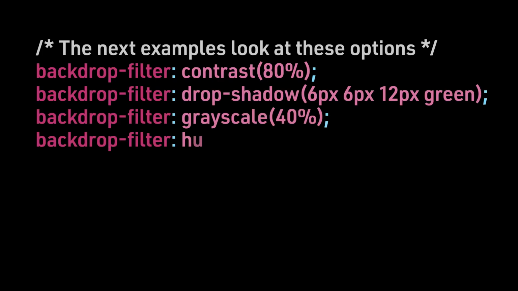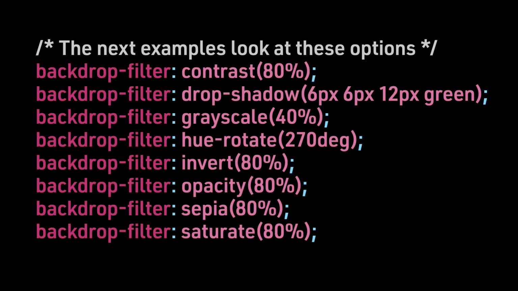The next examples look at these options. Backdrop filter contrast, 80%. Backdrop filter drop shadow, 6 pixels, 6 pixels, 12 pixels, green. Backdrop filter grayscale, 40%. Backdrop filter hue rotate, 270 degrees. Backdrop filter invert, 80%. Backdrop filter opacity, 80%. Backdrop filter sepia, 80%. And backdrop filter saturate, 80%.